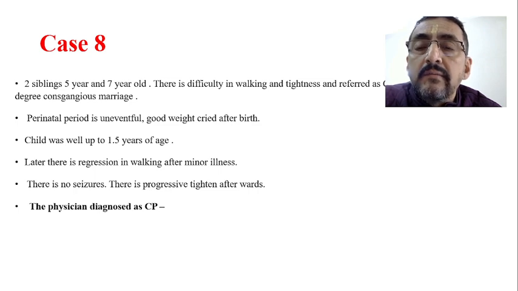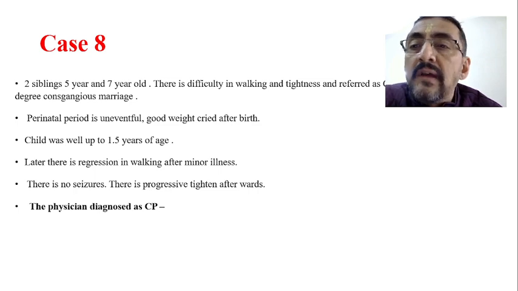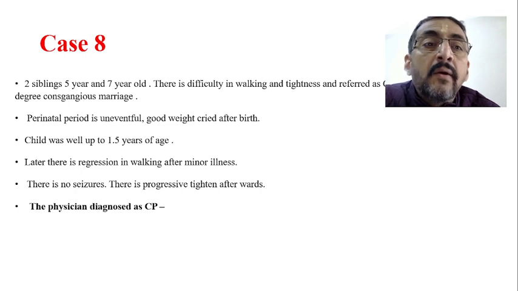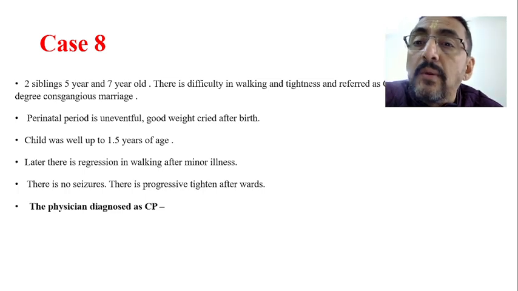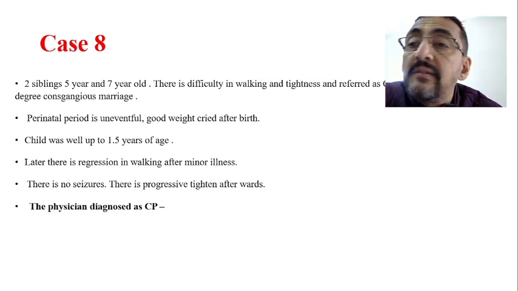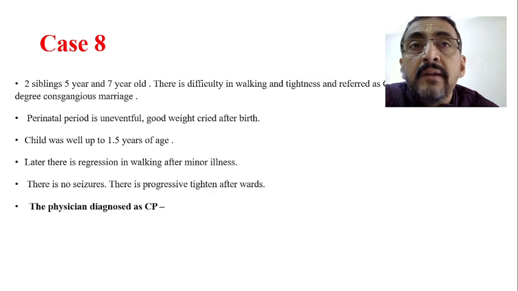Okay, they are elder. It's not in the early part of life. It's almost all 5 to 7-year-olds. As far as CP and developmental delay are concerned, this is the elder age. There is a third degree consanguineous marriage, and in both the kids this problem is there. The perinatal period is uneventful. There is no problem in the perinatal period.